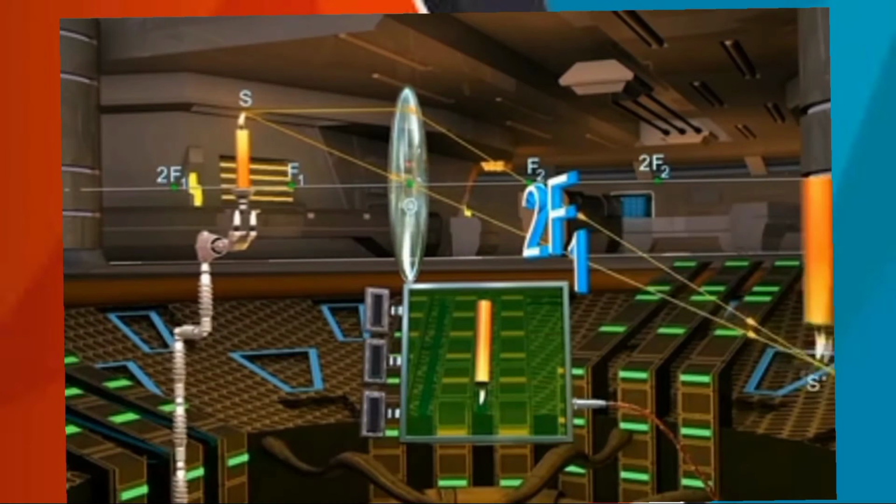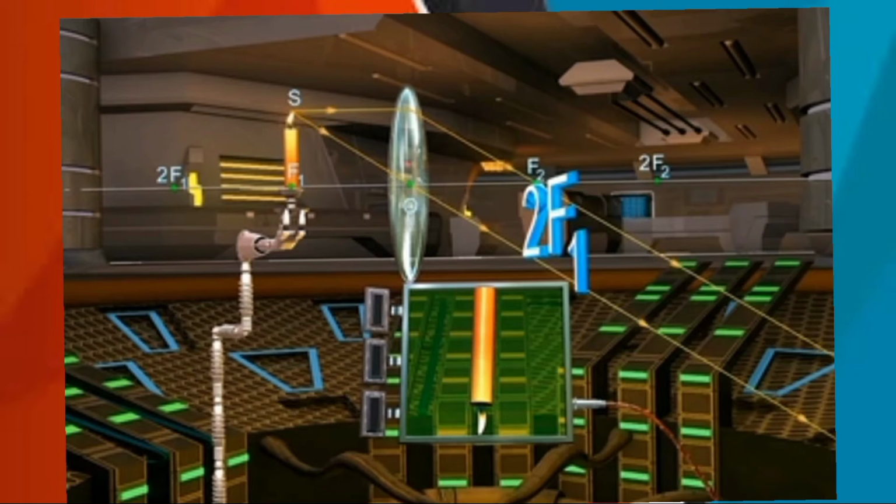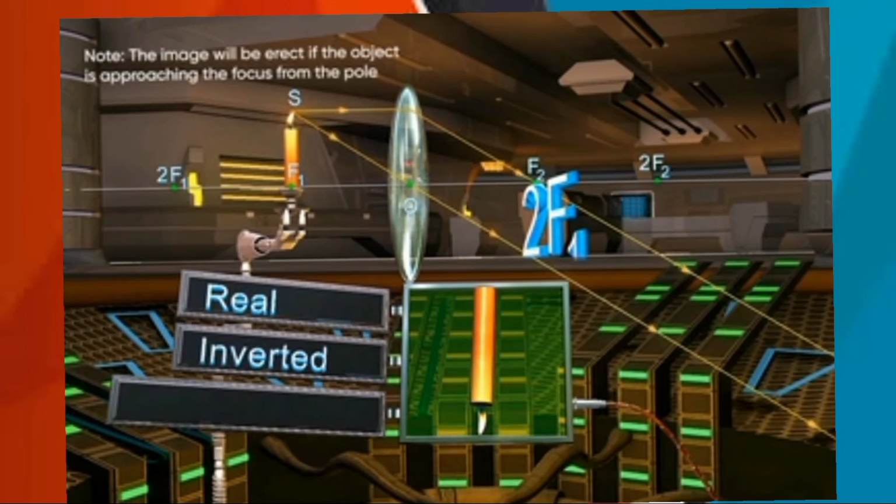If the object is positioned at the focal point f1, then the incident rays will produce the image at infinity. The image will be real, inverted and extremely large.